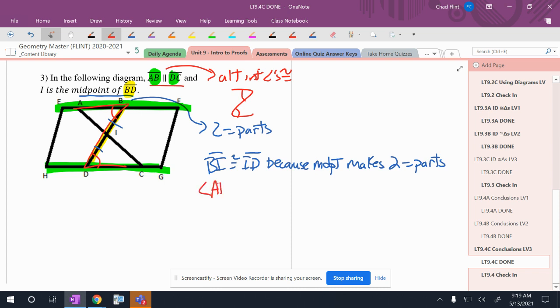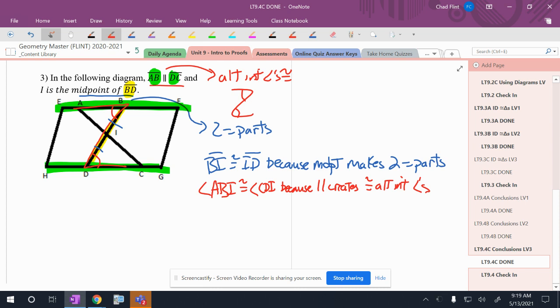Angle ABI is congruent to angle CDI because parallel creates congruent alternate interior angles. So I've got that. All right, now I have two options at this point. I have two options, and I'm going to put them both in here. Then I'm going to put stars next to them because you don't need them both.